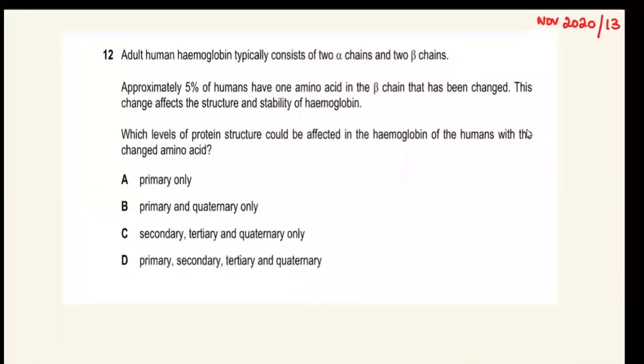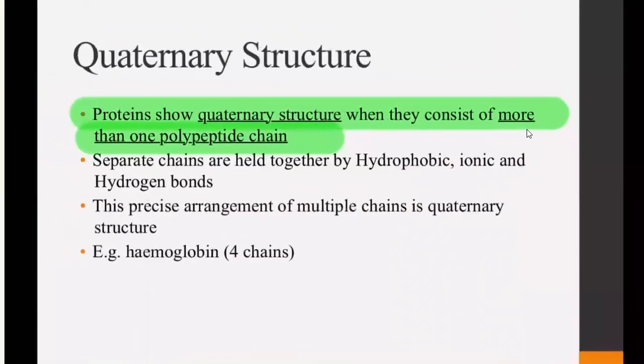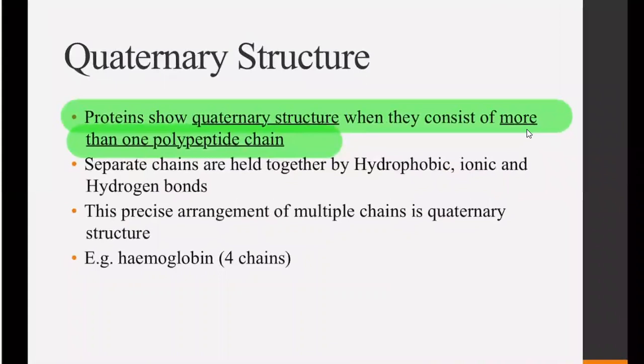What could be the, acha nahi, you can't do this because you haven't done quaternary structure. Let's start doing the quaternary structure. Read these bullet points and then we'll move forward.